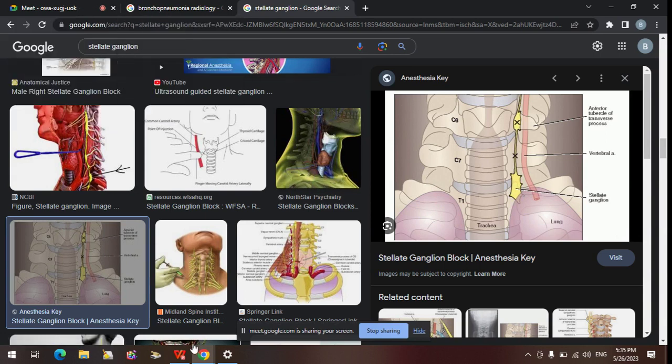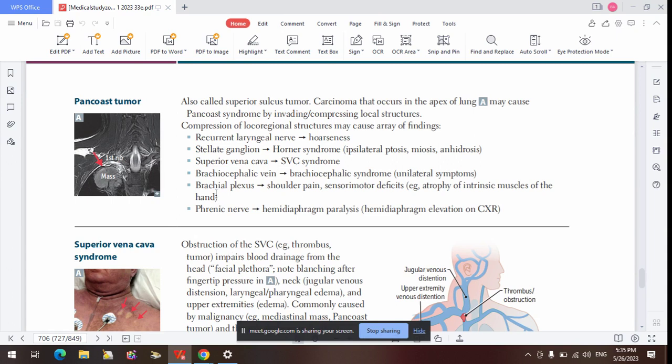Those are the features of Horner syndrome, due to compression of the stellate ganglion from the Pancoast tumor. So what else can they have? Because at that region you have your SVC. The SVC is also one of the mediastinal contents located superiorly at the region of that lung. So the SVC can be compressed.